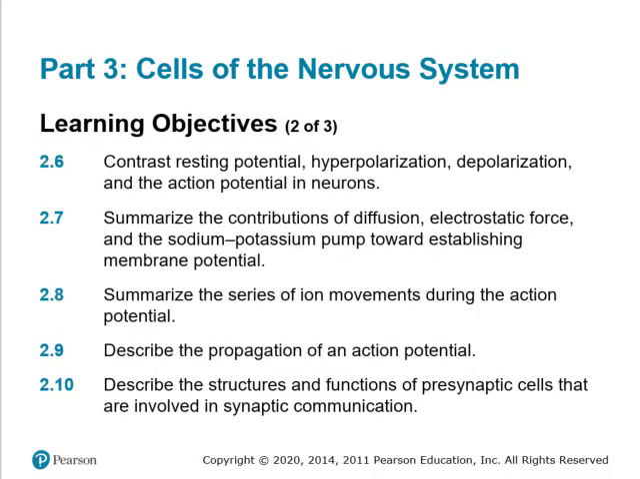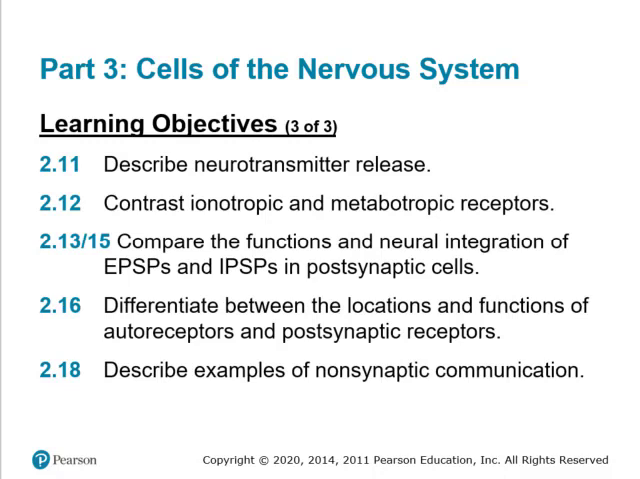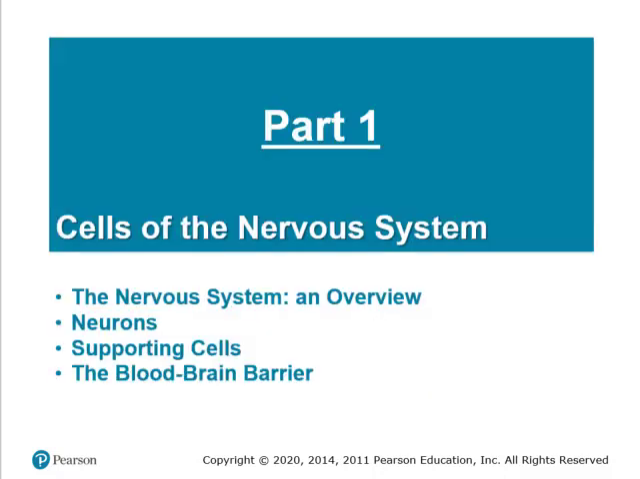In subsequent lectures, in Part 2, we'll cover Learning Objectives 2.6 to 2.10. In Part 3, we'll talk about Learning Objectives 2.11 to 18. So on to Part 1, focusing on the nervous system, a kind of a review, the neuron, supporting cells, the glial cells, and the blood-brain barrier.